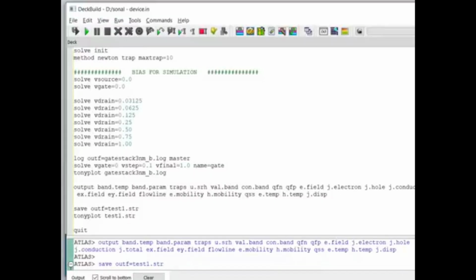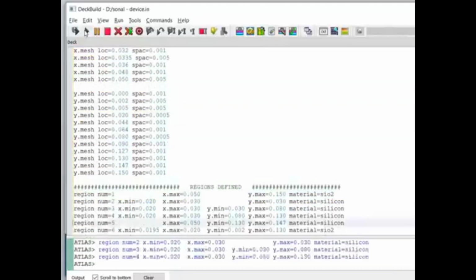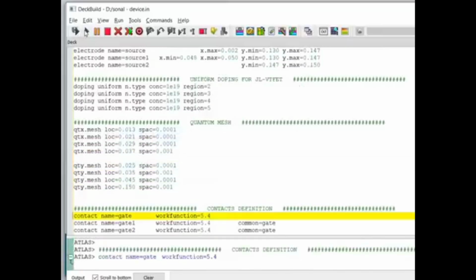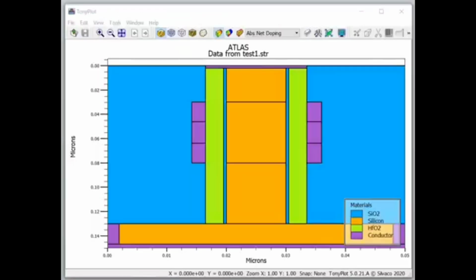When you run this code, I'm running this code, you will get two files, one file for the structure and one file for the log. This is the structure file, with the triple metal gate work function, and this is the HfO2 layer. This is the SiO2 layer for gate stacking. We have divided the source, drain and channel region, but we are applying uniform doping, approximately 10 to the power 19 per centimeter cube.